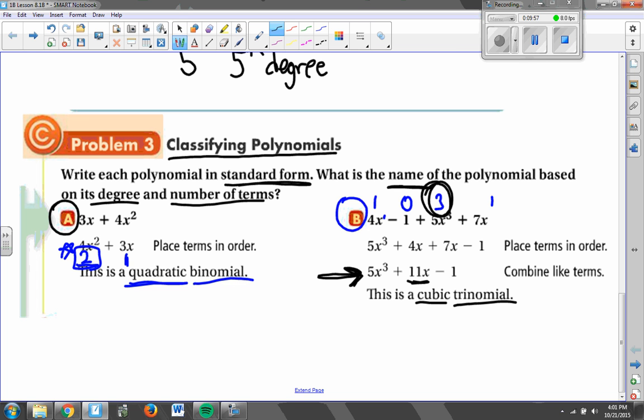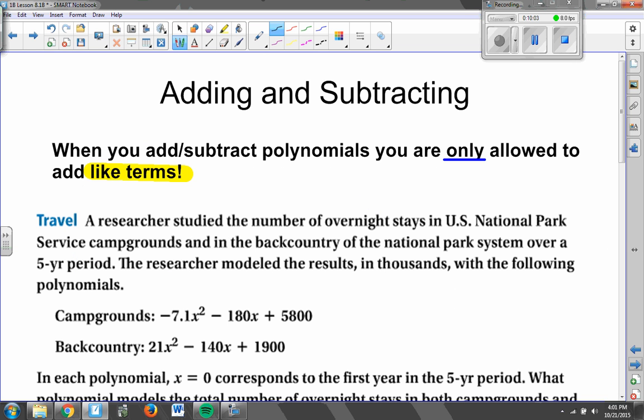All right? Now, the only other thing that we need to do with these polynomials is adding and subtracting them. Okay? When you add and subtract polynomials, you are only allowed to add like terms. Please, please, please add that to your notes. You are only allowed to add like terms. All right? Add or subtract them. You cannot add and subtract things that have different variable pieces. An x squared and an x, for example, cannot be added.